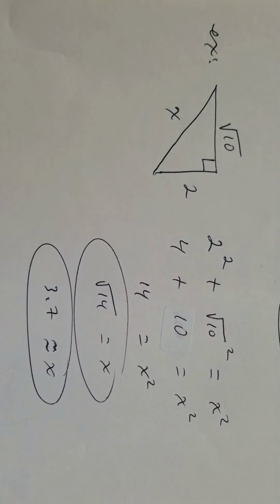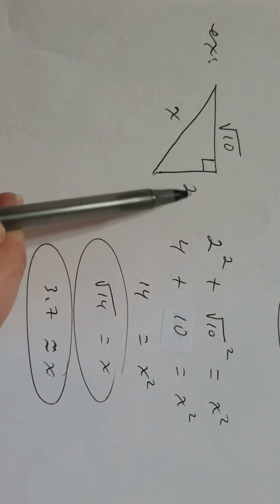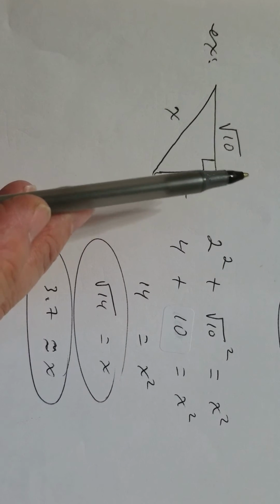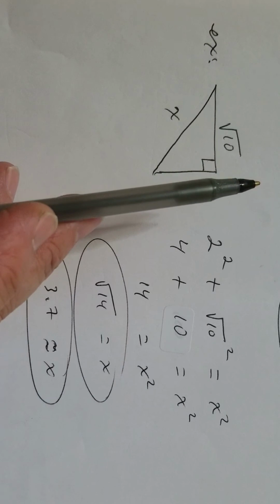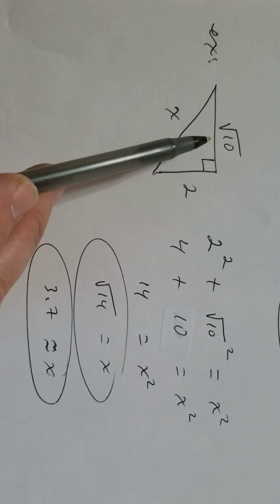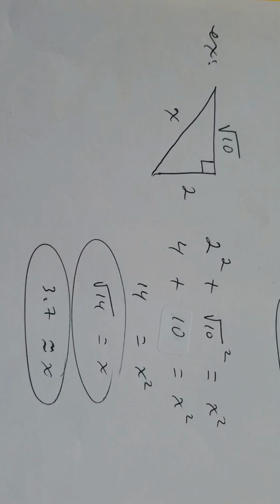So again, it doesn't matter what the numbers look like. This could be a decimal. It could be a whole number. It can't be a negative number, right? Distances can't be negative. Okay.